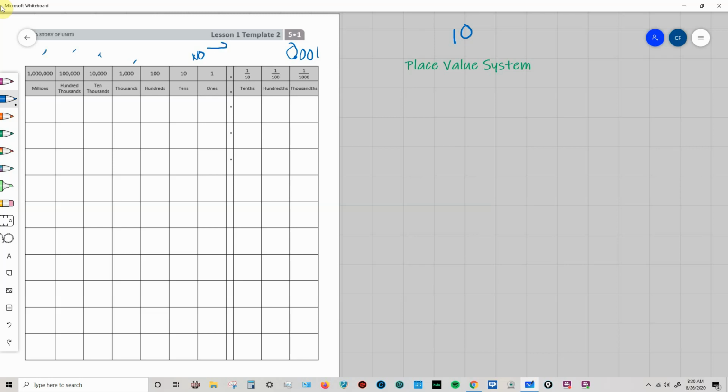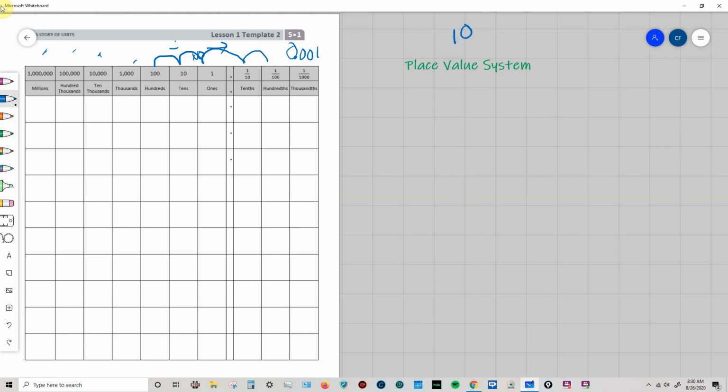As we get smaller, we divide by 10s. So as we get smaller, we divide by 10, and you can see 1,000 divided by 10 would be 100. 100 divided by 10 would be 10. 10 divided by 10 is 1. And then 1 divided by 10 is 1/10. 1/10 divided by 10 would be 1/100th. And 1/100th divided by 10 is 1/1,000th. So we can use this idea of place value to help us in our math.